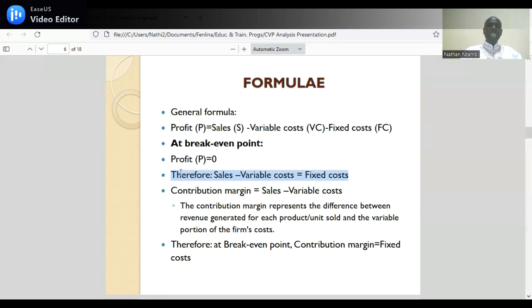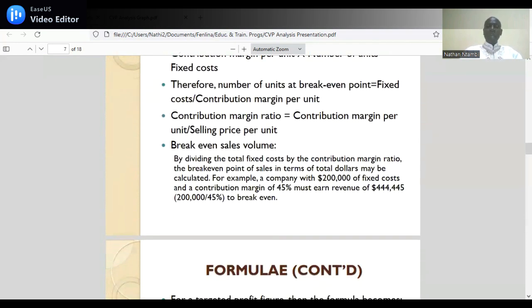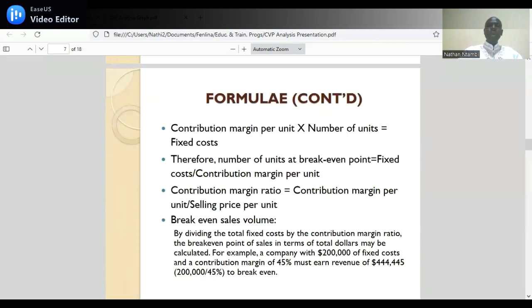Contribution margin is what we call sales minus variable cost. The contribution margin represents the difference between the revenue generated for each product or unit sold and the variable portion of the firm's costs. Therefore, at break-even point, contribution margin is equal to fixed cost. Contribution margin per unit times number of units will give us the fixed cost.